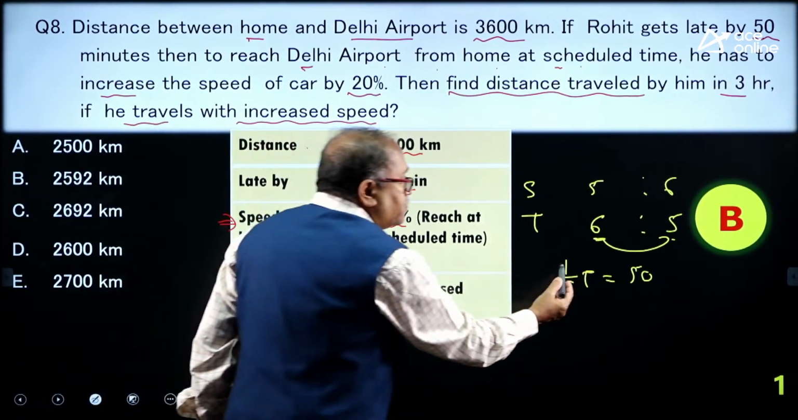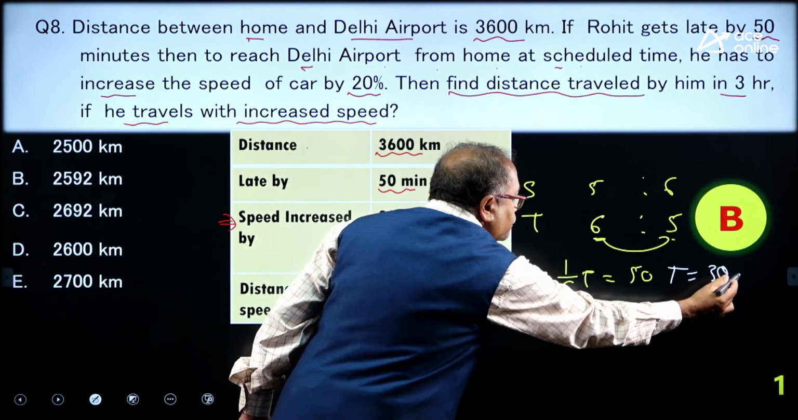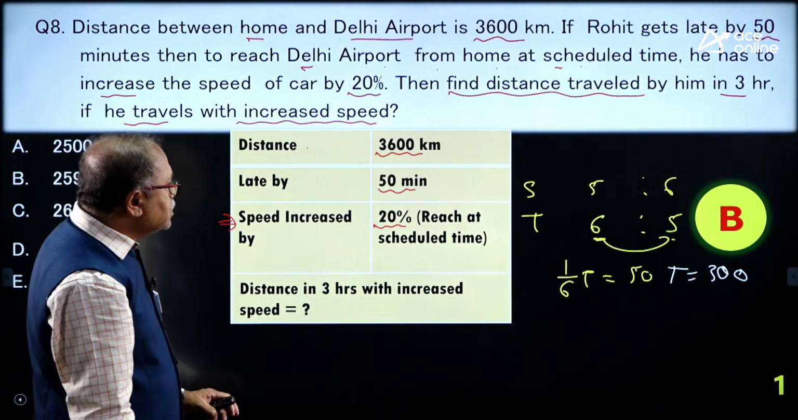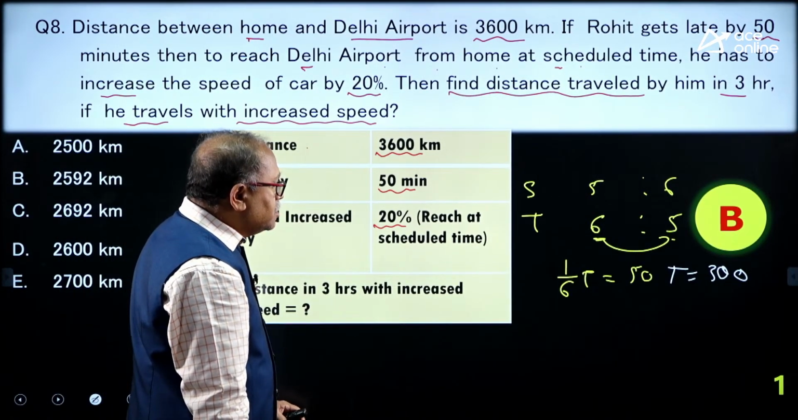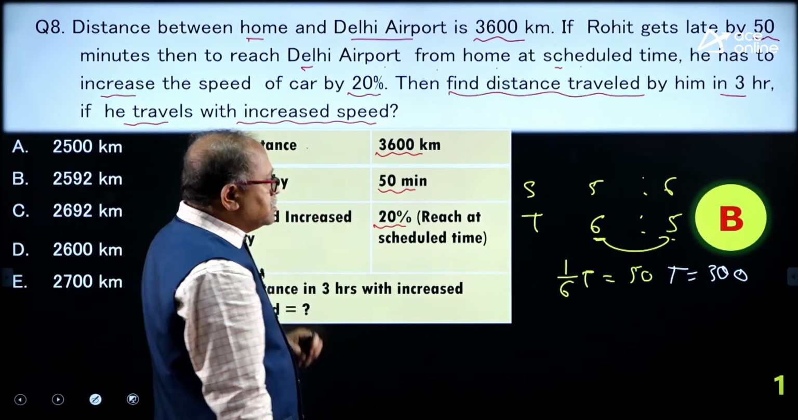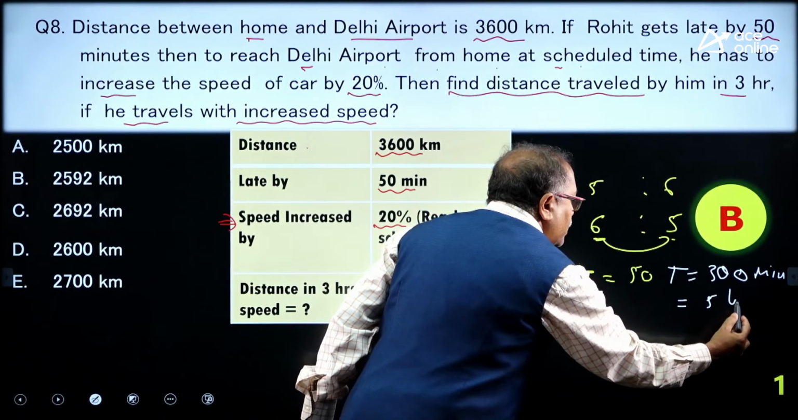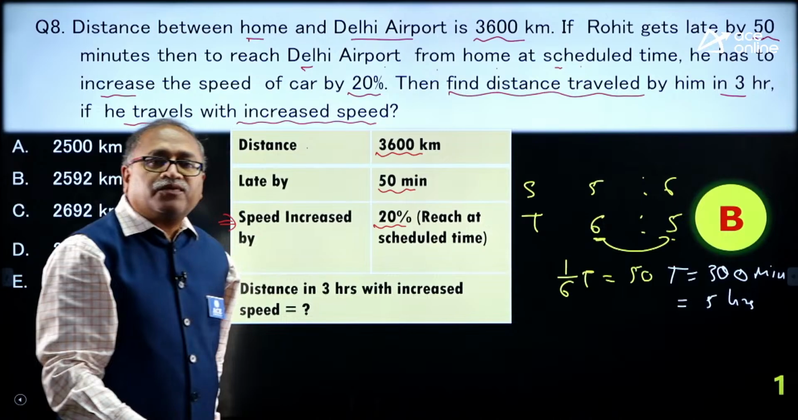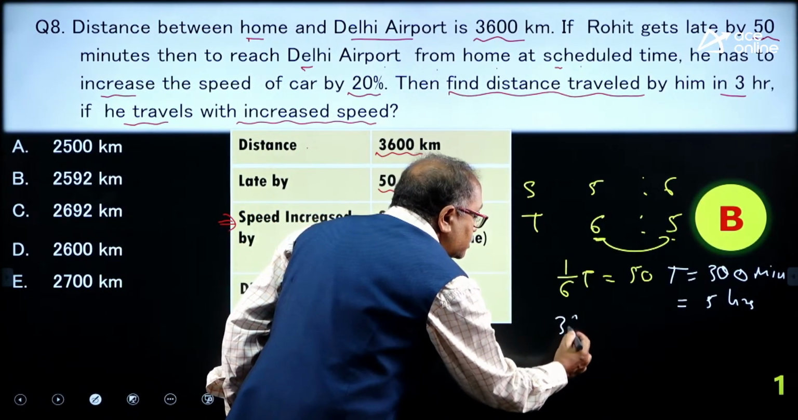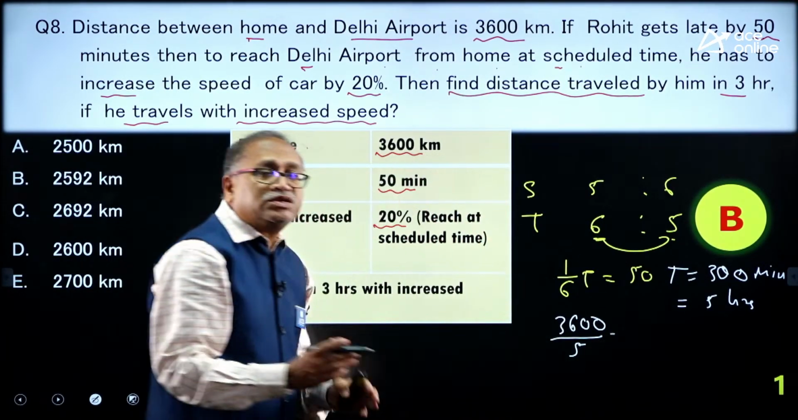So, what is T? 1/6 of T is equal to 60, then T is equal to 300. The time is equal to 300 minutes, and 300 minutes divided by 60 is equal to 5 hours. So, here 360 divided by 5, I will be getting the speed.